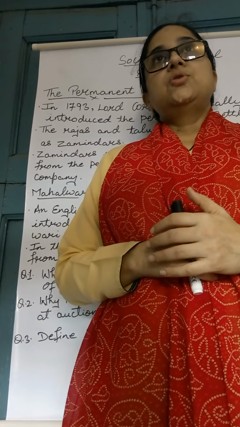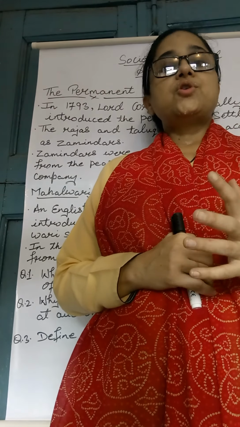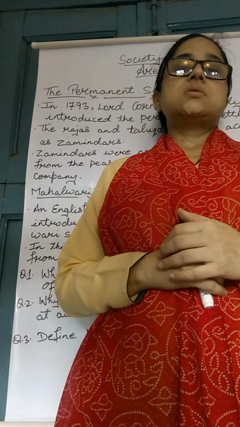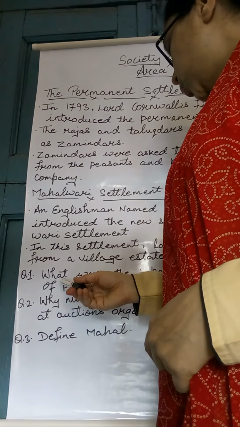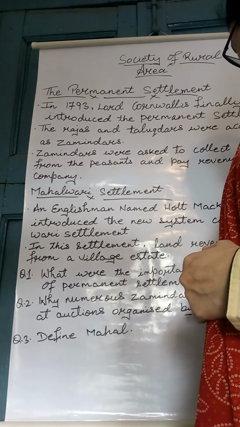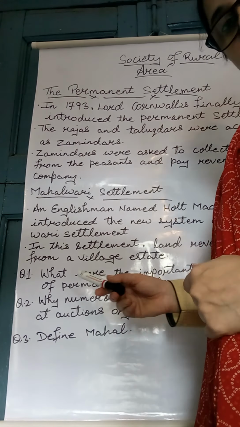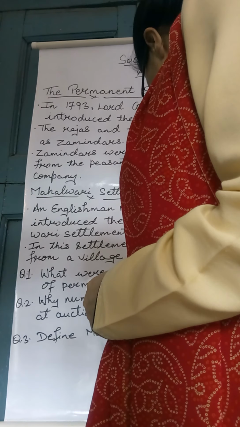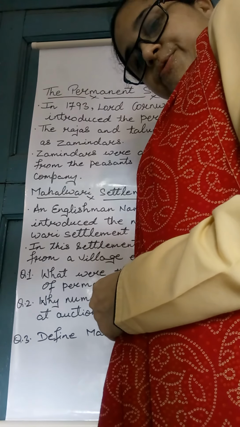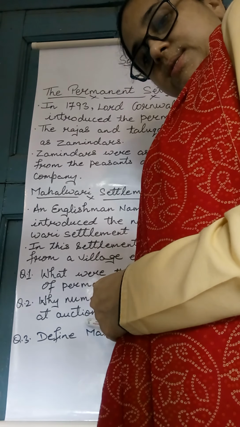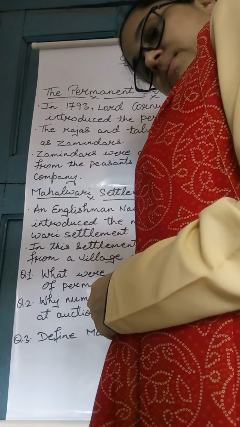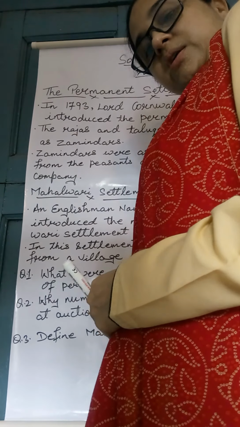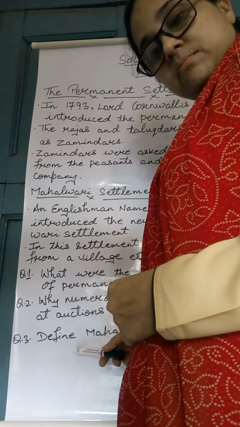Now, you have to write questions and answers in your fair copy. What were the important characteristics of the Permanent Settlement? Why were numerous zamindaris sold off at auctions organized by the Company? Define mahal.